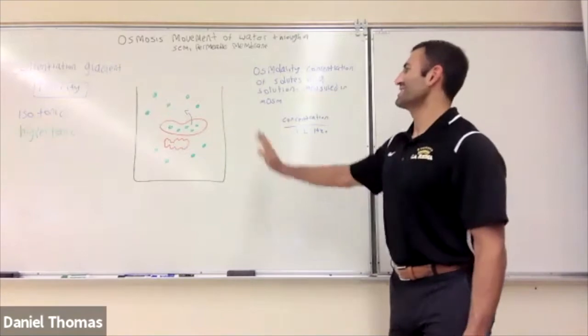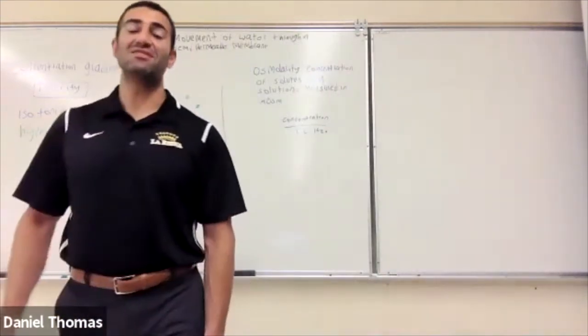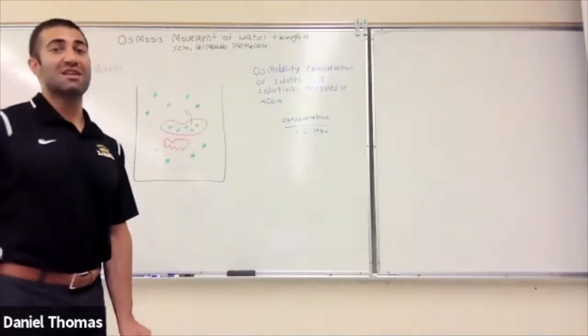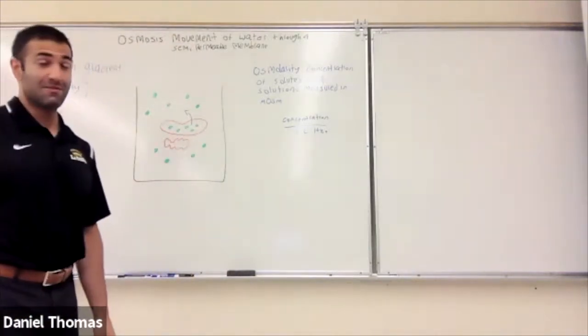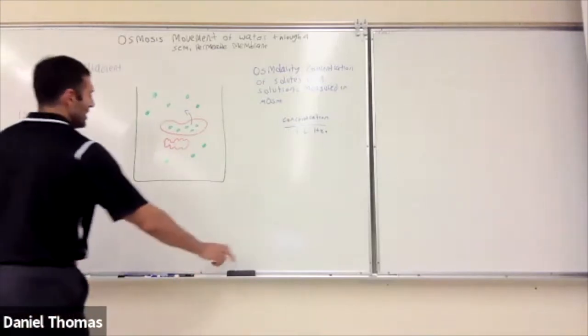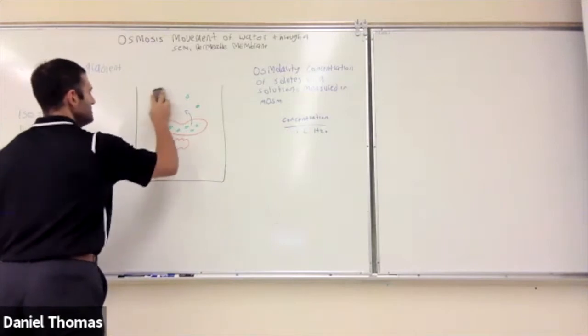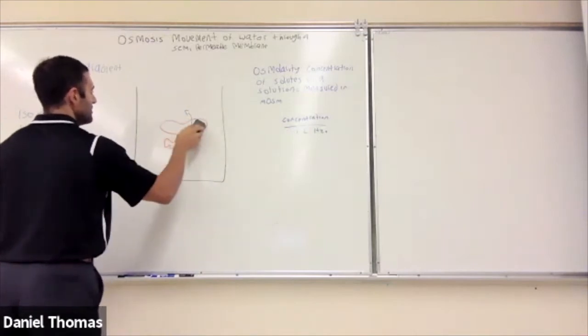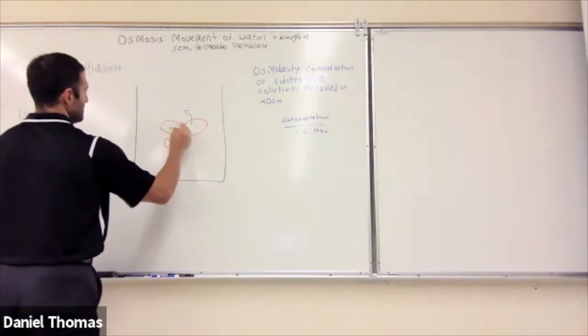All right, so anyways, I think where I was at is that if a solution is hypertonic, that means that the solution is more concentrated than the inside of the cell. The result is that water is going to leave the cell. And what if we do the opposite? What if we decide to change it to where now the cell is more concentrated than the solution?